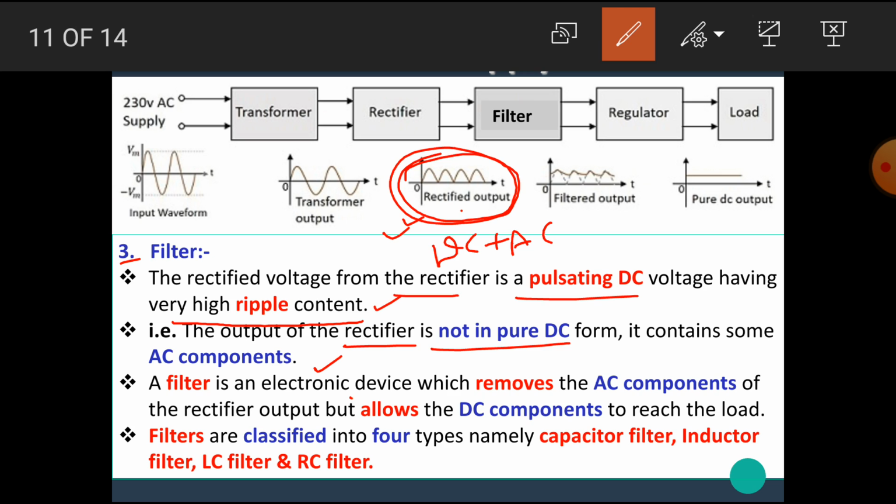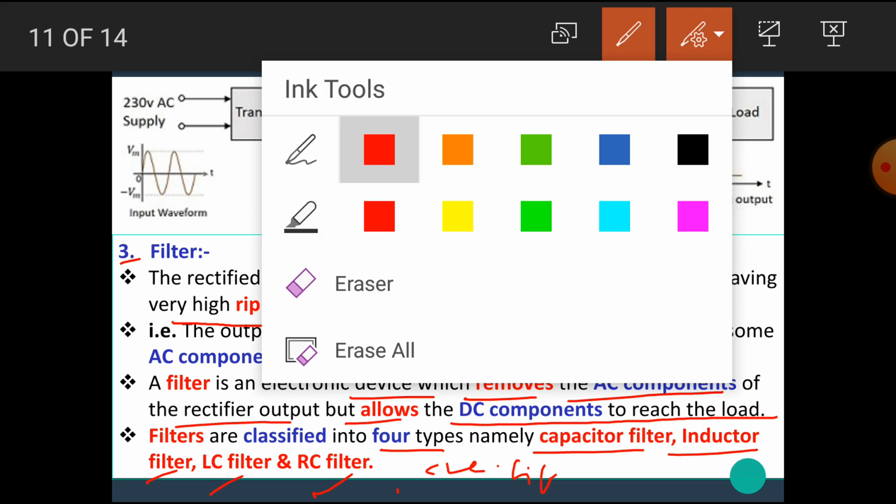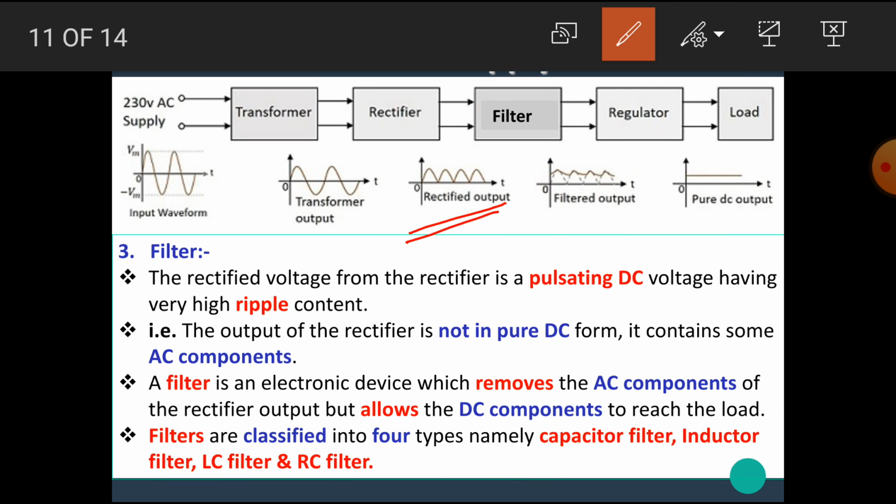A filter is an electronic device which removes the AC components of the rectified output but allows the DC component to reach the load. Filters are classified into types, namely capacitor filter, inductor filter, LC filter, RC filter, and CLC filter. Okay, this is the output of the filter. We can clearly differentiate these two waveforms. In this waveform, we can see that there are a large number of ripples. Okay, but in this waveform, the ripples are reduced to a great extent.